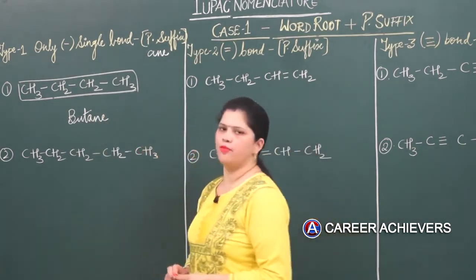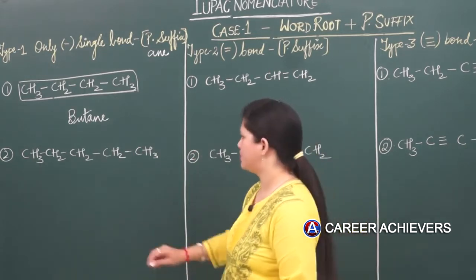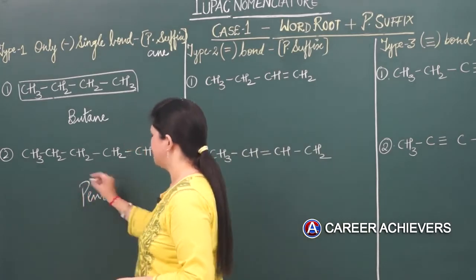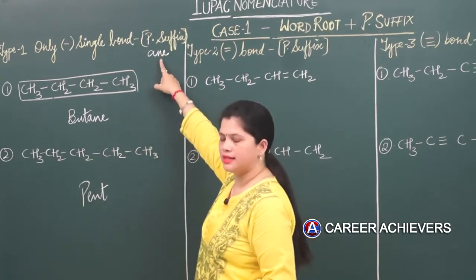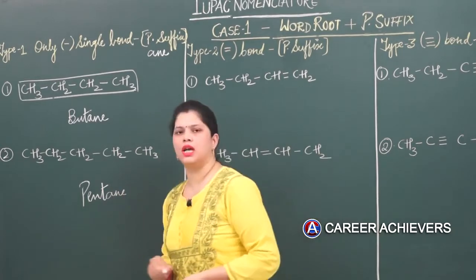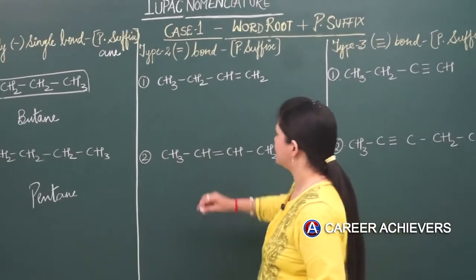Now talking about this molecule. In this molecule, in the straight chain, the total number of carbons present is 5. So the word root for the molecule would be pent. And as there are single bonds everywhere, and I have told you that when the primary suffix is in the form of single bond, then ane would be used in the name. I hope this is clear. This is a very easy one which we have already discussed.